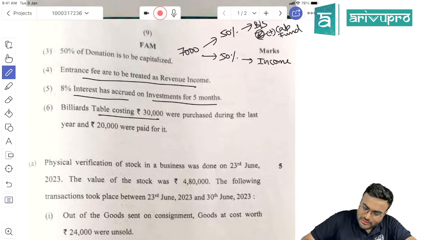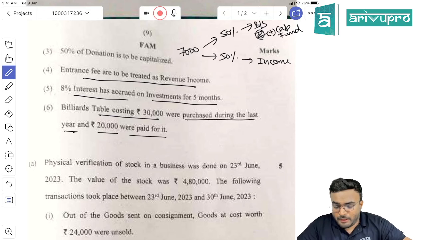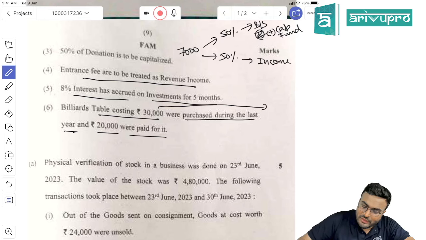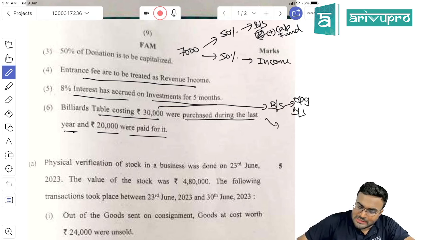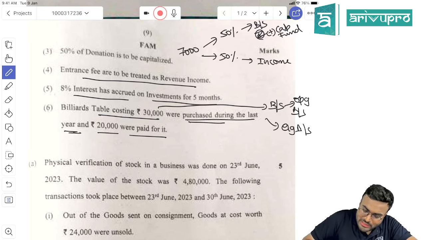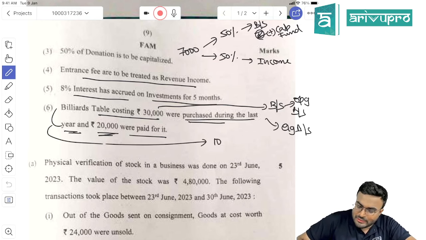Billiards table costing 30,000 were purchased during the last year and 20,000 were paid for it. So what will happen? This 30,000 will go to the balance sheet. Which balance sheet? Opening balance sheet as well as closing balance sheet. They have not given us anything about depreciation, so it will go into the closing balance sheet also. That means 30 minus 20, 10,000 is not paid. So 10,000 will be shown as creditor for billiards table.